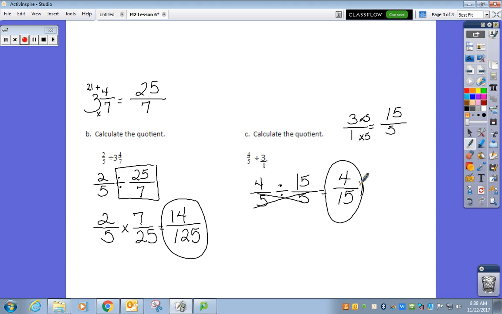Now, you don't have to use one of these specific methods. You can choose whichever method you want. The focus of today is just to remember to turn those mixed numbers into fractions first and then divide. And if you do have a whole number, just remember it goes over 1.